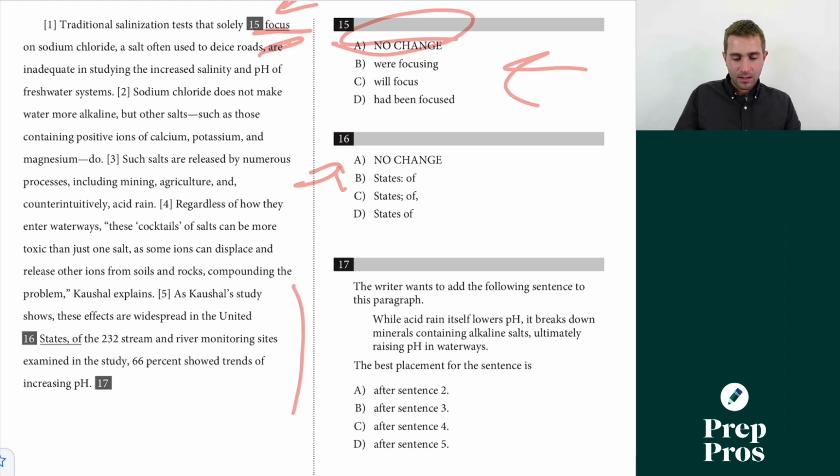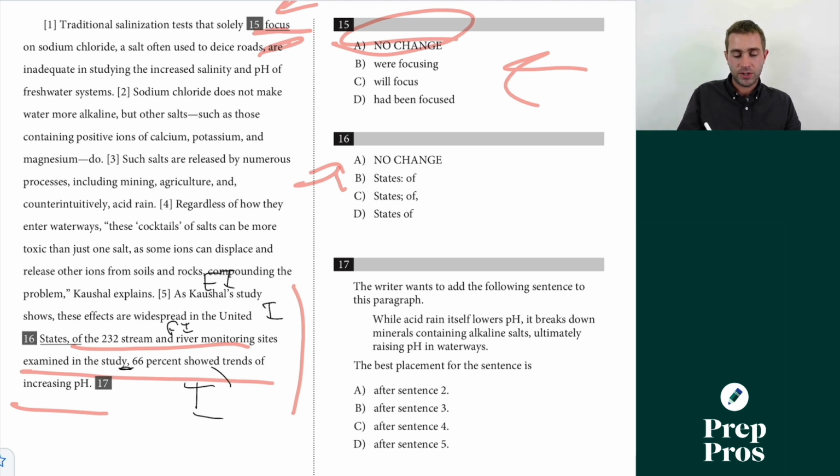But is Kaushal's study shows these effects are widespread in the United States. Well, that gives us a full sentence here. So we can mark this as an independent clause. This is extra information, more specifically a prepositional phrase at the front of the sentence. Now we want to take a look at what we have for the rest. Of the 232 stream and river monitoring sites examined in the study, this is a prepositional phrase or extra information starting the sentence here. 66% showed trends of increasing pH.